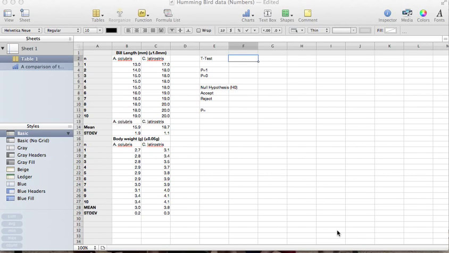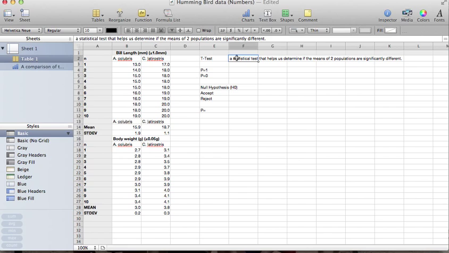Today we're going to look at how to do a t-test using the Numbers program. But in order to understand what a t-test is and why we're doing it, we first need to learn a little bit about what a t-test is. So first, a t-test is a statistical test that helps determine if the means of two populations are significantly different.